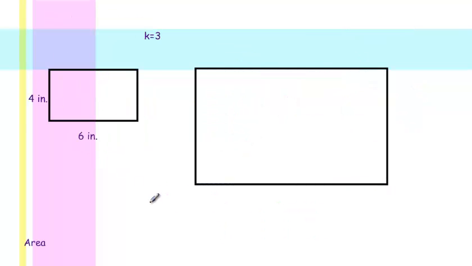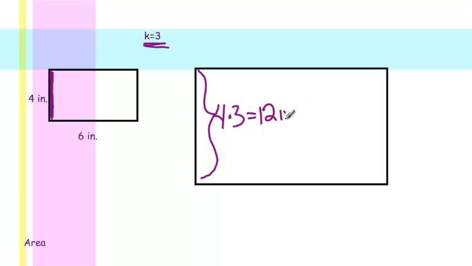Okay, so now when we look at these rectangles, I am told that the scale factor is 3. So given that short side of the small rectangle is 4 inches, I know that the length of the short side on the large rectangle is going to be 4 times my scale factor, which is 12 inches. And the long side of the bigger rectangle is going to be 6 times the scale factor of 3, and 6 times 3 is 18.